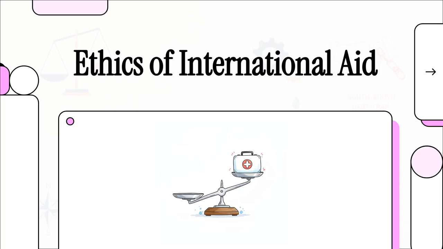Welcome to Ethical Point. Today, we're diving into one of the most hotly debated, honestly kind of messy topics in global governance, and that's the ethics of international aid. Right, because when rich nations send money or food to poorer nations, on the surface, it just looks like simple charity, doesn't it? But peel back the layers and you're suddenly looking at a massive theoretical battleground.